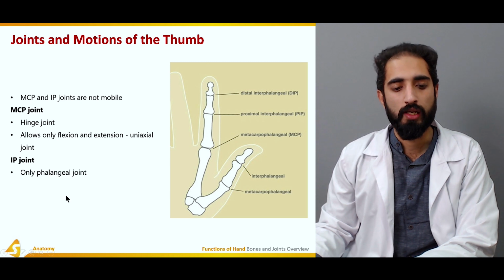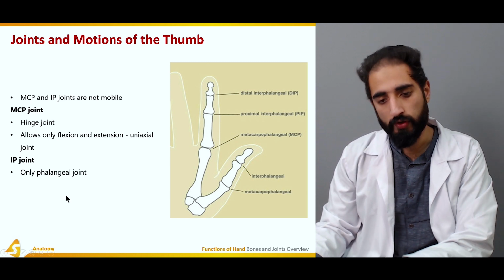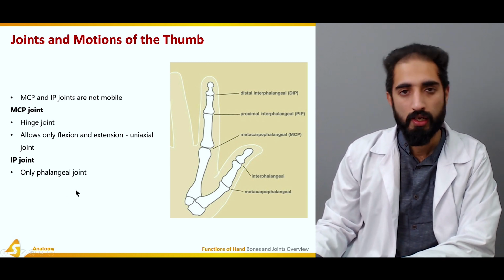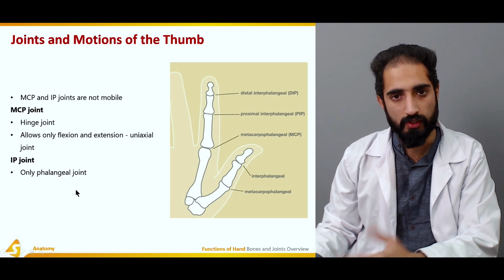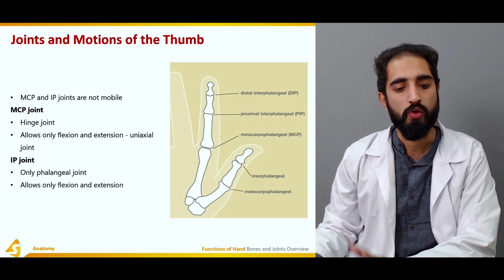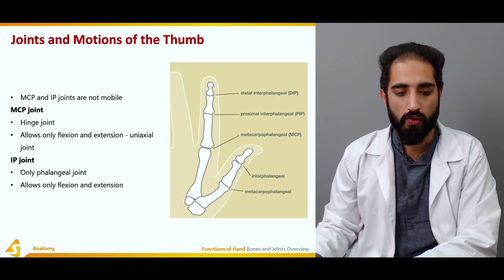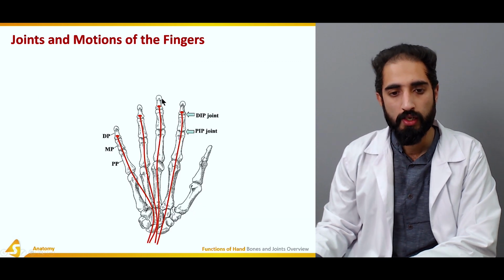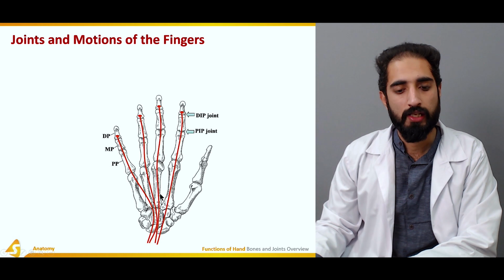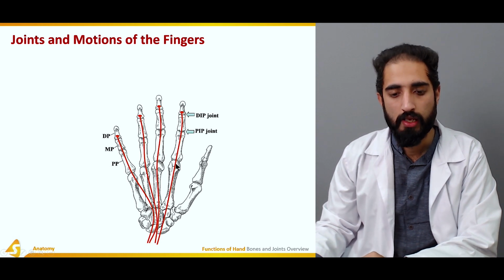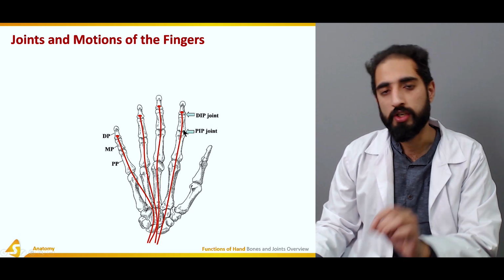The interphalangeal joint is a phalangeal joint and is the only phalangeal joint in the thumb because there are only two phalanges, the proximal and distal phalanx, and there's no middle phalanx. It allows only flexion and extension because it is a uniaxial joint. So when you talk about the fingers, they have the same carpometacarpal, metacarpophalangeal, proximal interphalangeal, and distal interphalangeal.